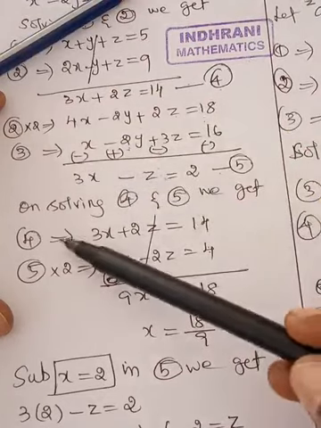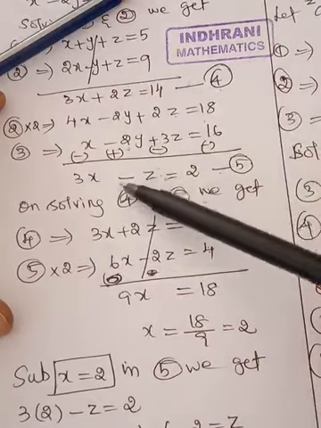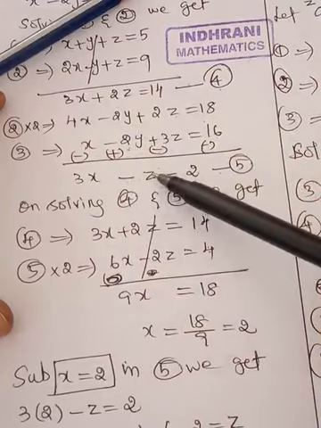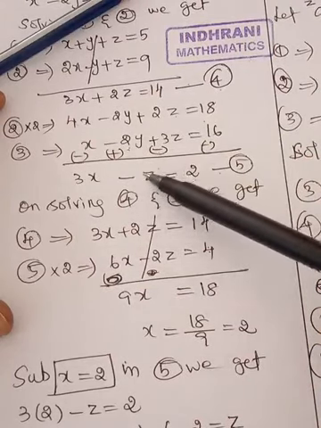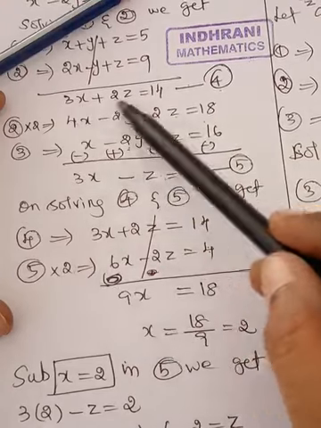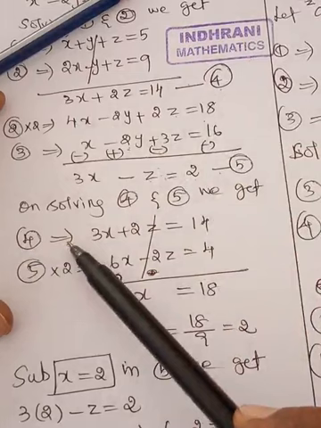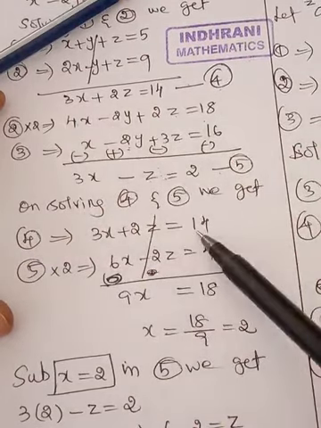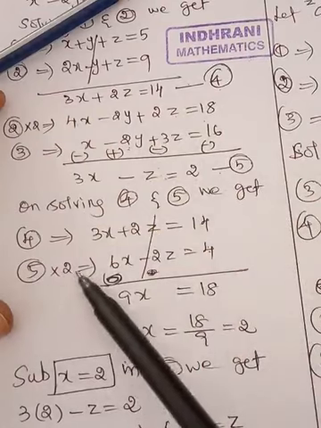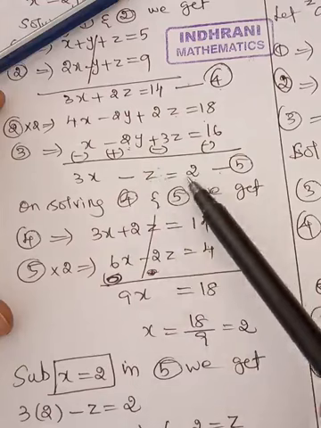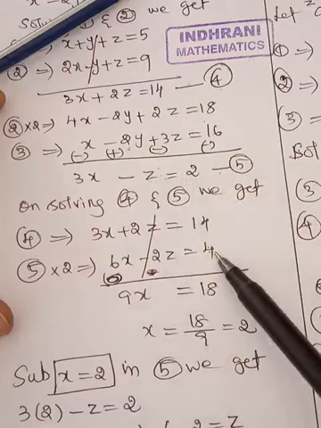But what I did is, I made the coefficient of z equal. Here 2z, here minus z. I need 2 here, so I am multiplying equation number 5 by 2. So equation number 4 gives 3x plus 2z equal to 14. Equation number 5 into 2 gives 6x minus 2z equal to 2 into 2, which is 4.